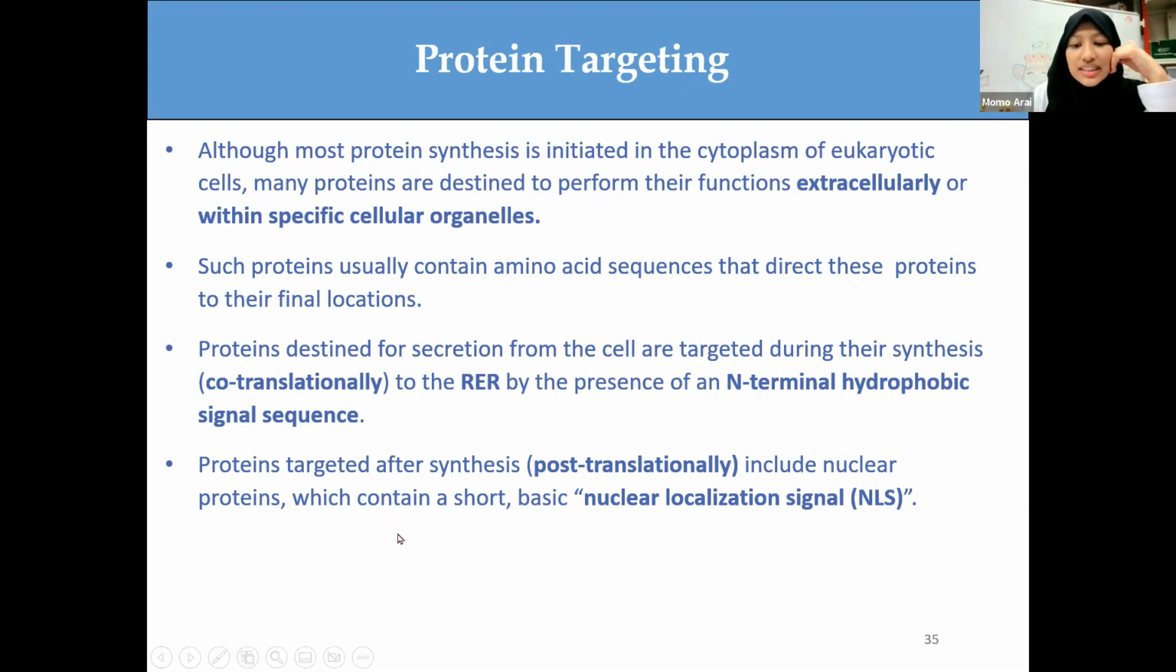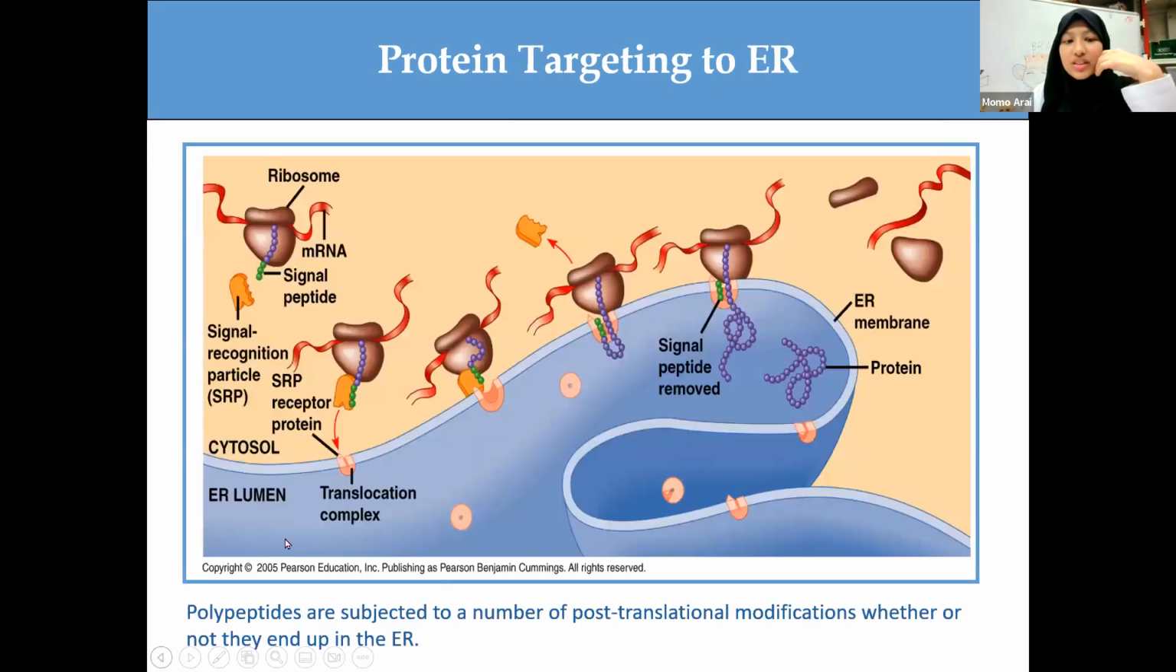So NLS, from the name nuclear, it's for the nucleus. It goes to the nucleus. SRP, signal recognition particle, recognizes the signal peptide. I know there's another name for the one for the ER, but this is just a general name, okay? And are they doing the same thing, the SRP for ER and NLS for nucleus?